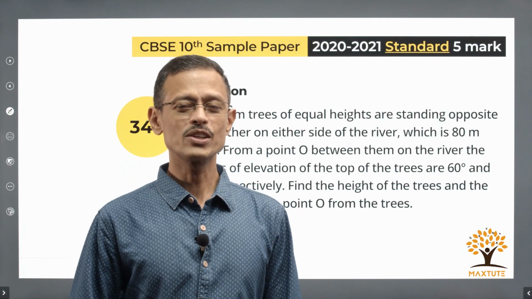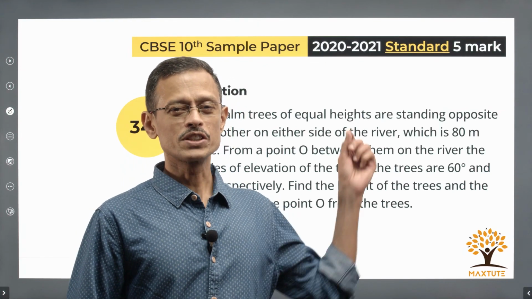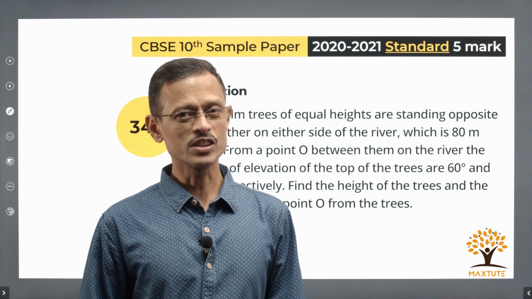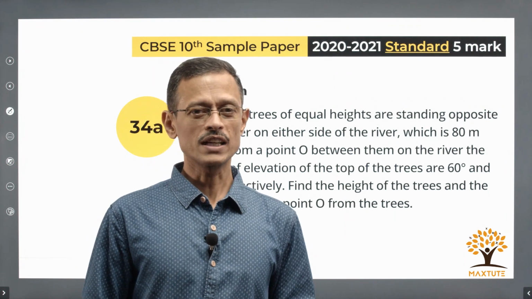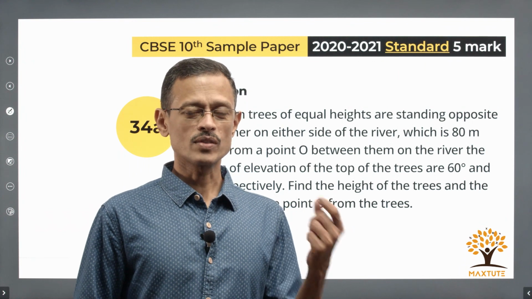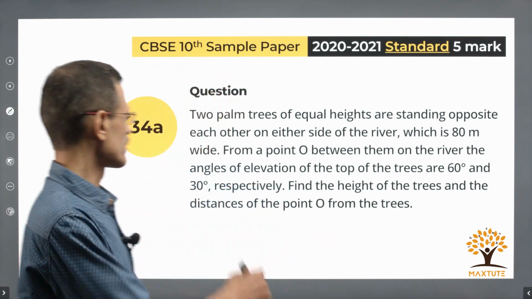CBSE Class 10 Math video solution to the sample paper given by the board for the 2021 examination. This is a standard version of the paper. This is the first of the 3 5-mark questions in this paper. This question is from the chapter Applications of Trigonometry. The question had an internal choice.